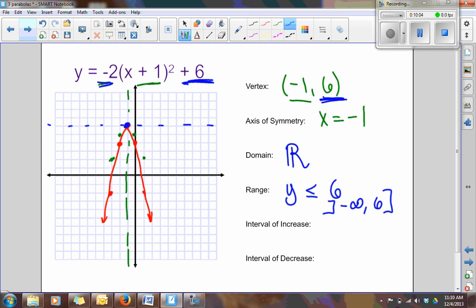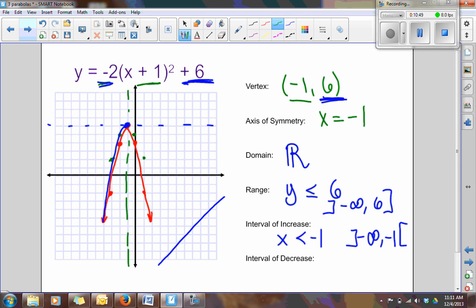Interval of increase, so this is a new term. Basically increase, if you can think about a graph with a positive line. So if you look at something from left to right and the function is increasing, it's going in a positive direction. That would be the interval of increase, always from left to right. And we always give it as x values. So when x is going from negative infinity to -1, our function is increasing. We could also write that this way, from negative infinity to -1. And we don't need to include -1.